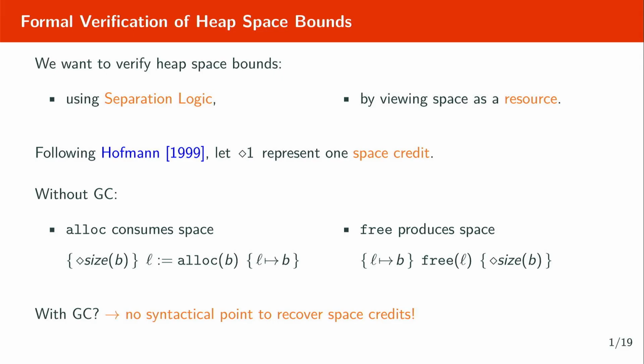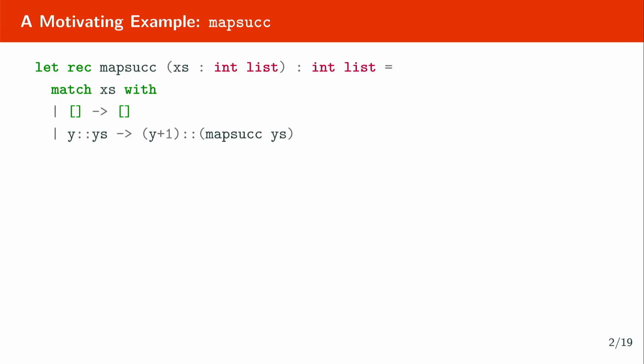However, in the presence of garbage collection, we do not have free anymore, so there is no more syntactical point to recover space credits. And let me illustrate with an example the subtleties of heap space bounds in presence of garbage collection. So this is a mapsec function. Mapsec takes a list of integers and produces a new list of integers containing the successors of the elements of the first list. The definition is by induction over xs.